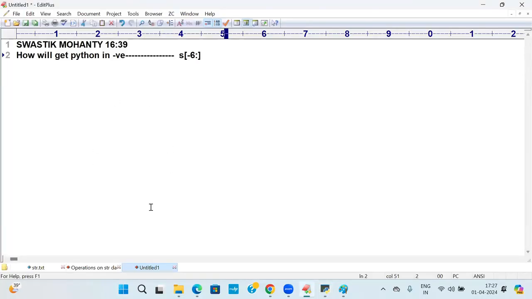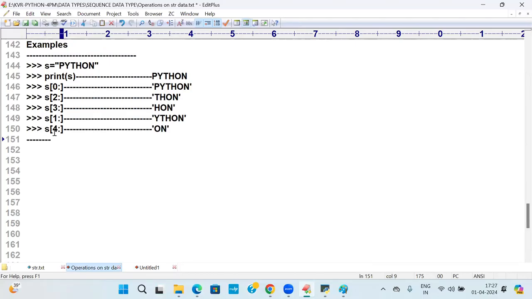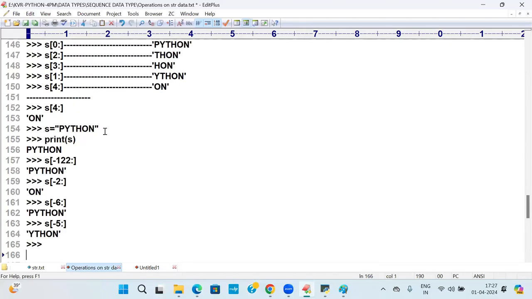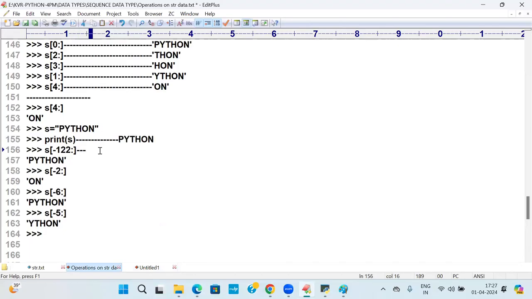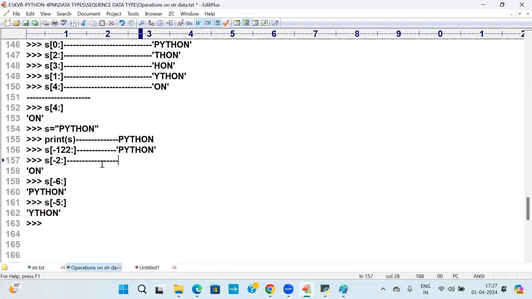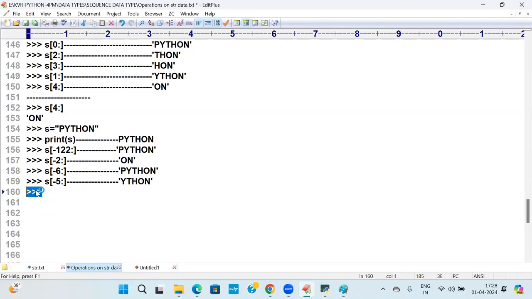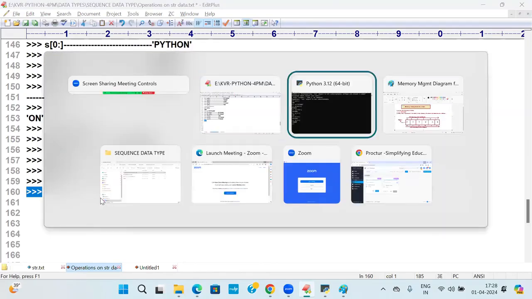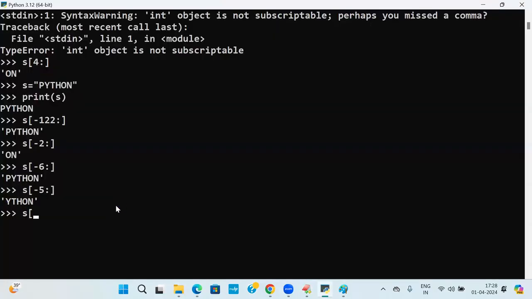Now I'm going to take up this data, which is available here. Python is here. Now S of minus 2, this is my data. And S of minus 6, this is the data. And S of minus 5, this is the data we have. Of course, you already understood these points, so I need not write them again.